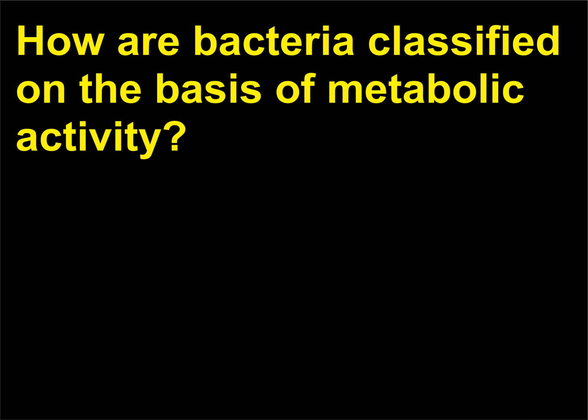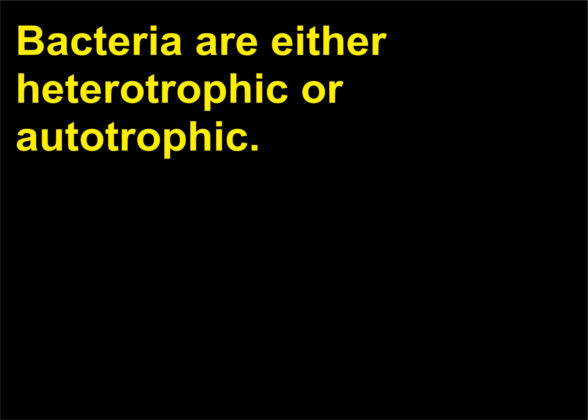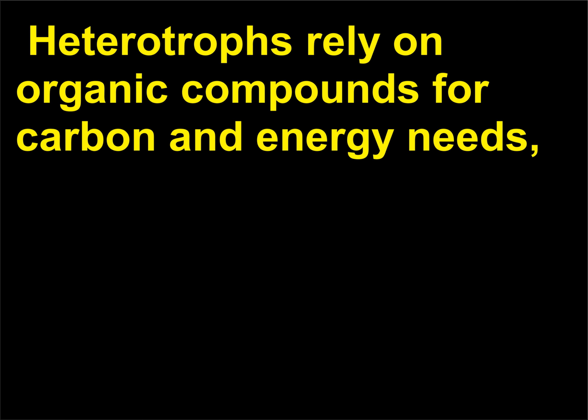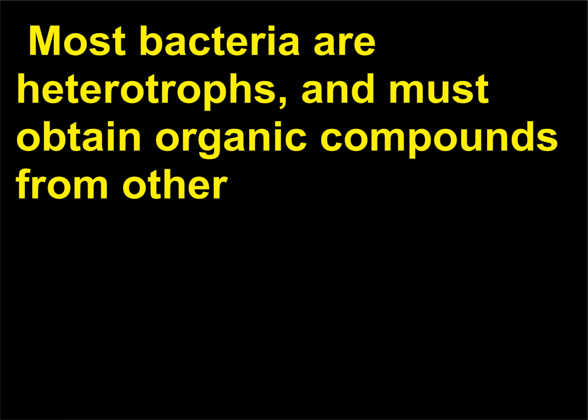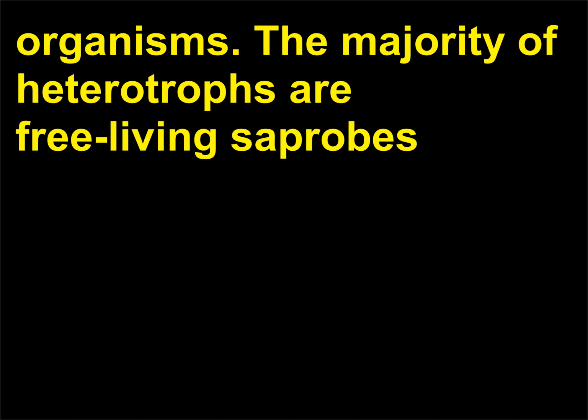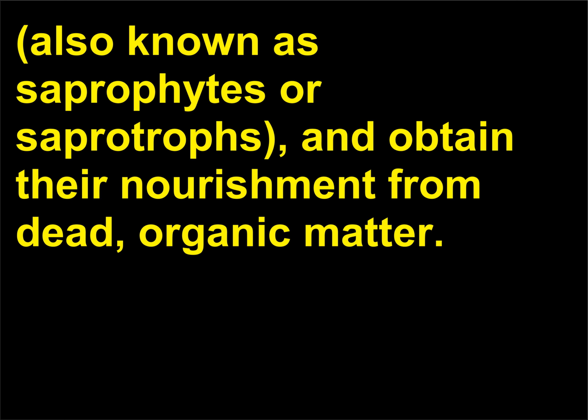How are bacteria classified on the basis of metabolic activity? Bacteria are either heterotrophic or autotrophic. Heterotrophs rely on organic compounds for carbon and energy needs, while autotrophs require inorganic nutrients and carbon dioxide as their sole source of carbon. Most bacteria are heterotrophs, and must obtain organic compounds from other organisms. The majority of heterotrophs are free-living saprobes, also known as saprophytes or saprotrophs, and obtain their nourishment from dead, organic matter.